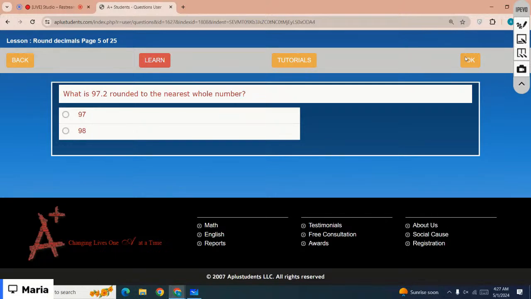What is 97.2 rounded to the nearest whole number? So which is the correct option? Yes, 97. The correct option is 97.